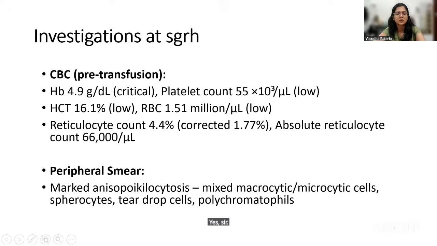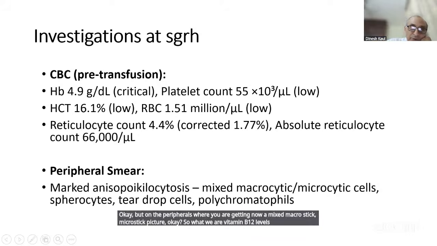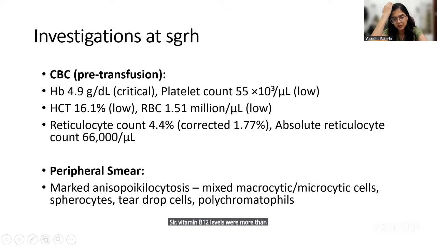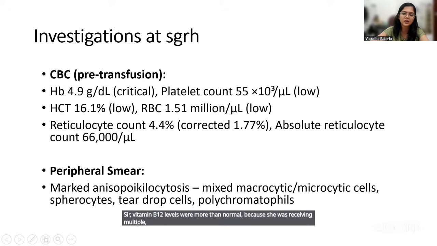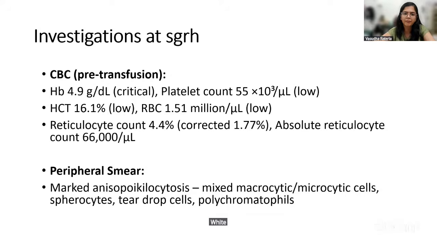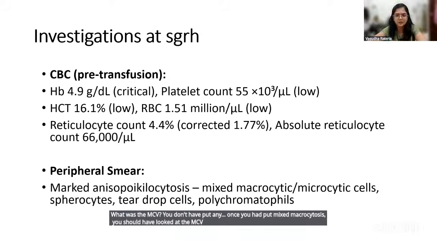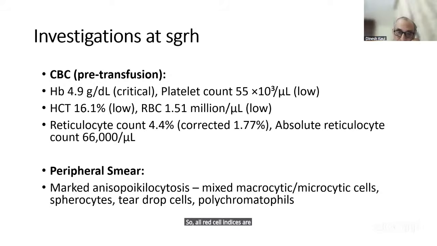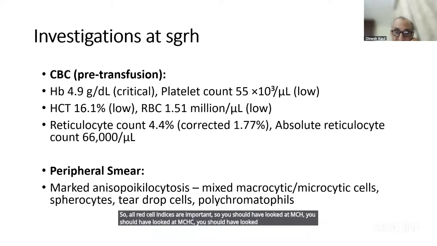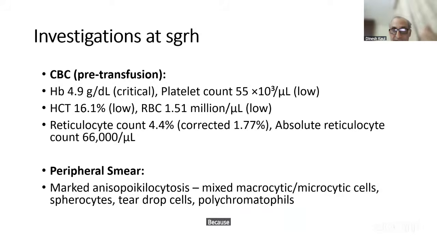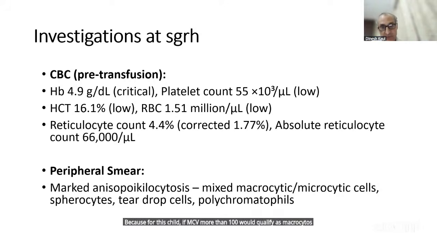So what were her vitamin B12 levels? Vitamin B12 levels were more than normal because she was receiving multiple supplements on an OPD basis. What was the MCV? Once you put mixed macrocytosis, you should have looked at the MCV also. So all red cell indices are important. You should have looked at MCH, MCHC, and MCV, because for this child, an MCV more than 100 would qualify as macrocytosis. Okay, fine.